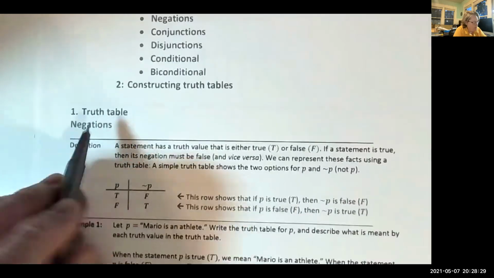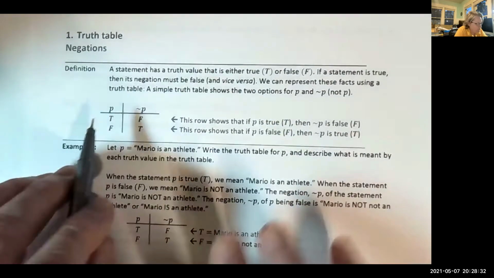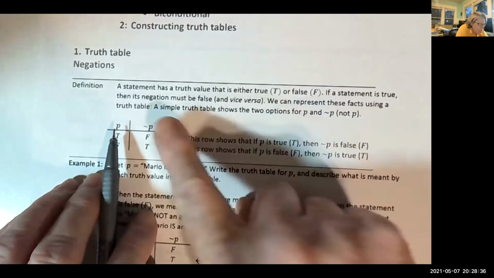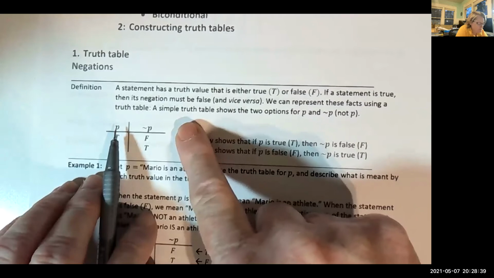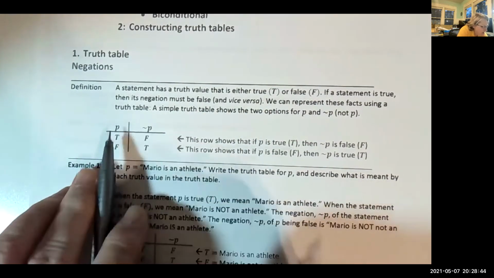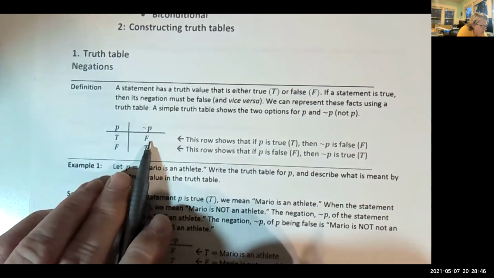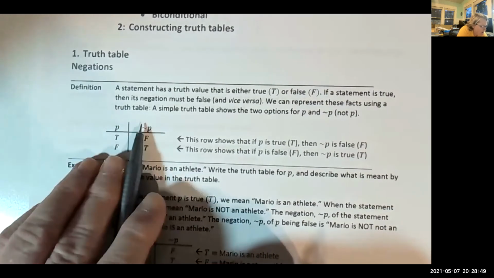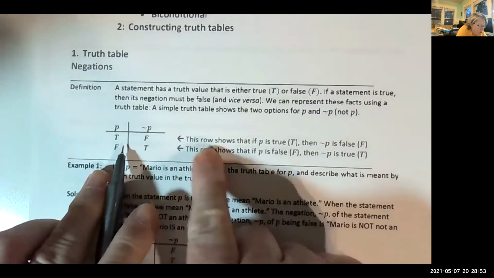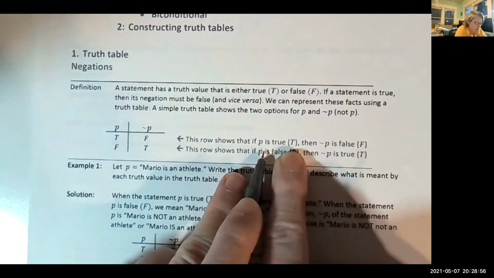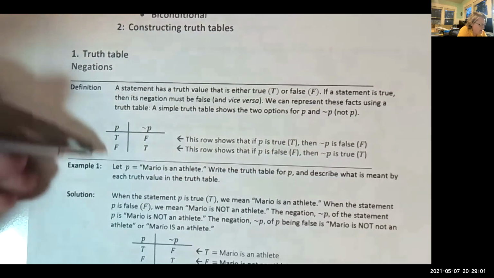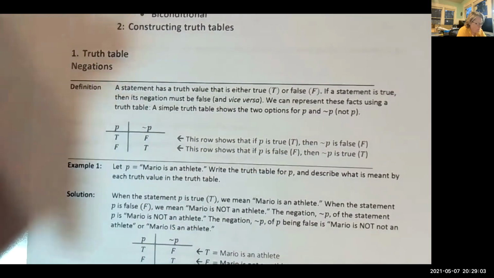So first, a truth table is just, for instance, if P stands for, well, anything, then not P. So if P is true, then not P is false. If P is false, then not P is true. This is a very simple truth table. The first row shows what happens if P is true. The second row shows what happens if P is false. We have every combination of P and not P.